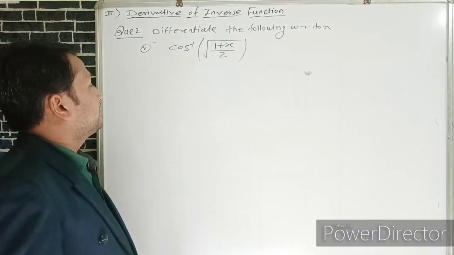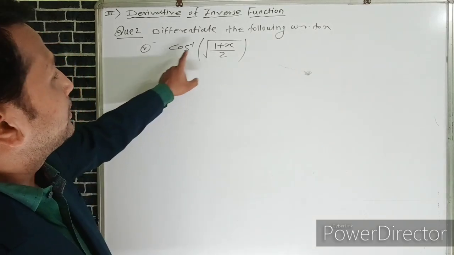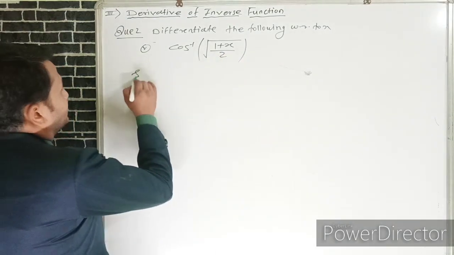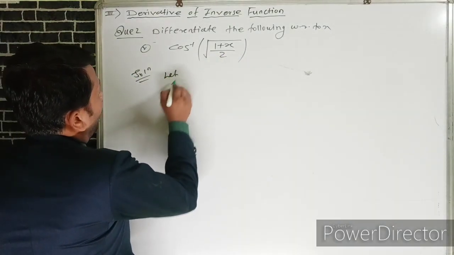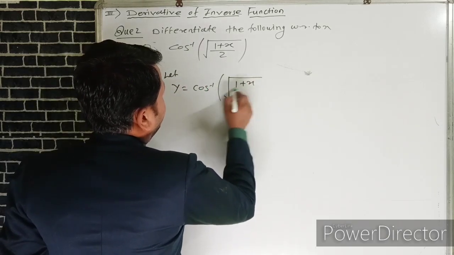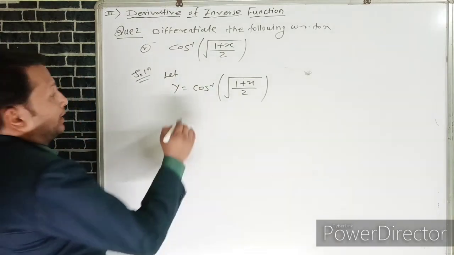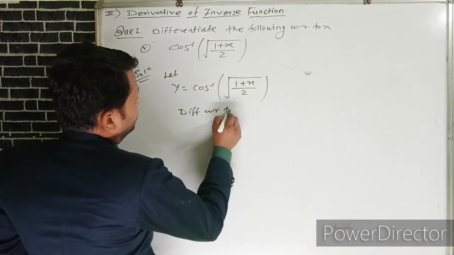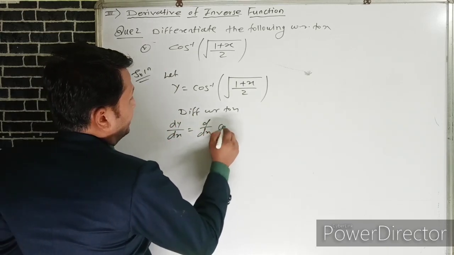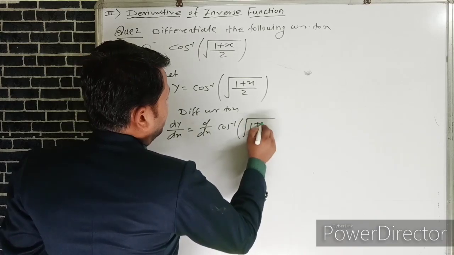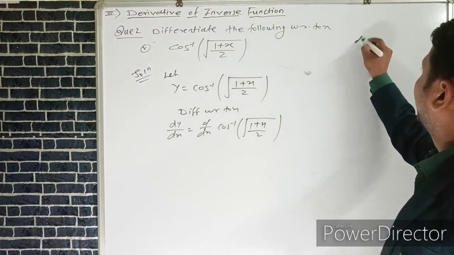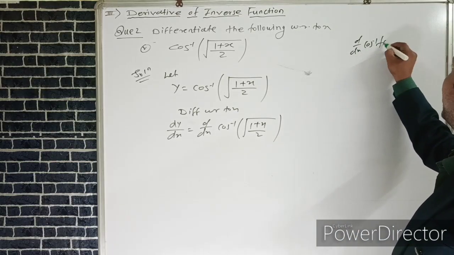Next one, example number 5 is cos inverse of under root of (1 plus x) upon 2. First we consider the given function y is equal to cos inverse of under root of (1 plus x) upon 2. If we differentiate the given function with respect to x, then we get the derivative of y, dy by dx, and the derivative of cos inverse of under root of (1 plus x) upon 2 we can evaluate by using the rules of derivative of cos inverse of f(x).